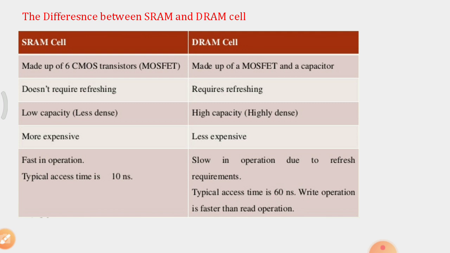SRAMs are more expensive, whereas DRAM is less expensive. SRAM is fast in operation, and typically the data access time is 10 nanoseconds. Whereas a DRAM is slow in operation due to refresh requirements. So typically 60 nanoseconds are required.